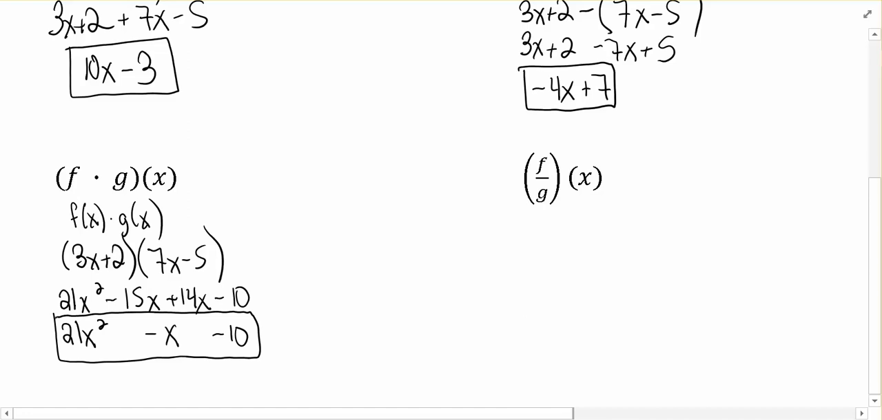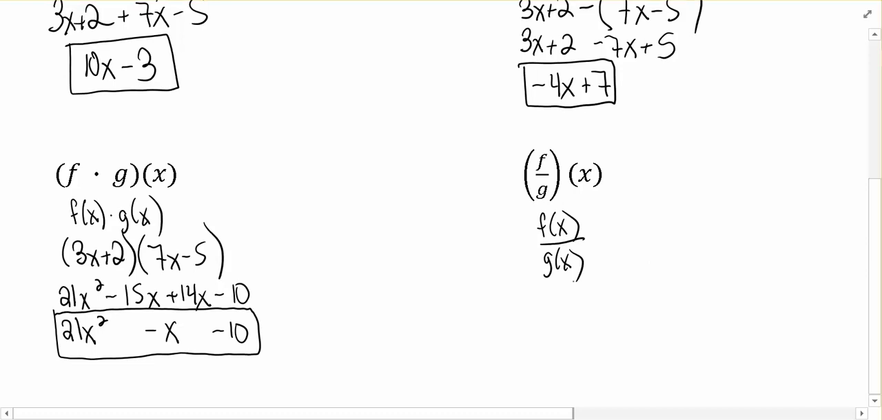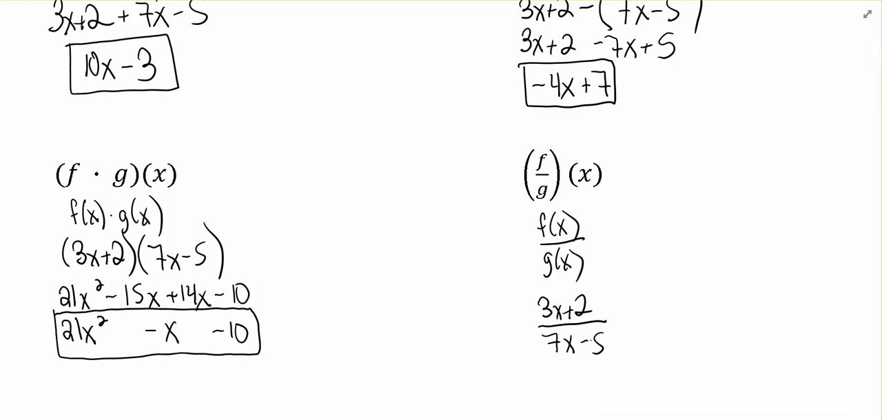And that's multiplication. Now, division is actually even easier. So division says let's take f of x, divide it by g of x, where f of x was 3x plus 2, g of x was 7x minus 5, and really that's it. If this simplifies, great. We'll go ahead and try to factor the top, factor the bottom, see if there's a common factor. That's all well and good.